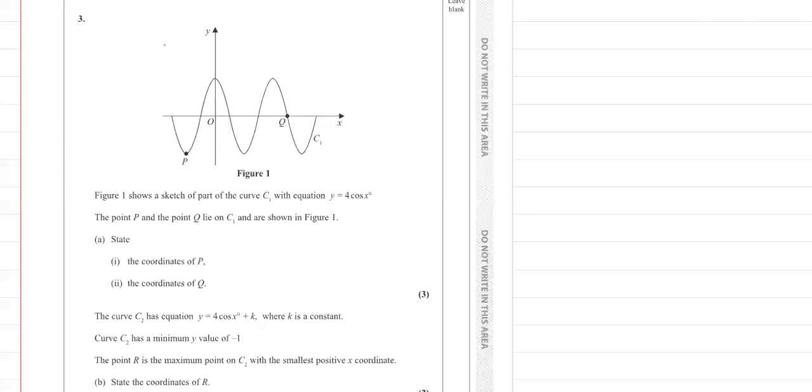Okay, question number 3 is saying figure 1 shows a sketch of the part of the curve C1 with the equation y is equal to 4 cos x. First of all, if you have y is equal to cos of x, these are the maximum values and these are the minimum values. So for y is equal to cos of x, the maximum value will be +1 and the minimum value will be -1.